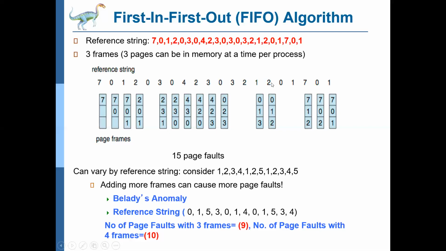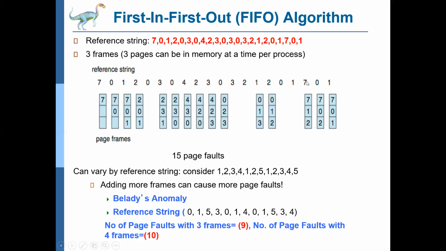Then the next page request is 2. When you go for 2, 2 is not present over here. Once 2 is not present, what will we do? We'll go on searching which one is the oldest one. We found 3 is the oldest one over here. It will be replaced by 2. 0 is found, 1 is found.